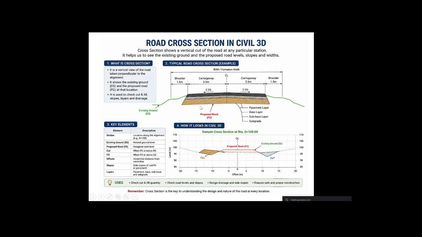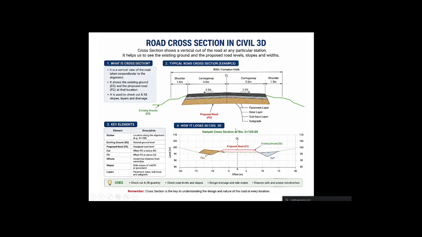Now notice the 2.5 percent slope on both sides. This slope allows the rainwater to flow away from the road so that water does not collect on the pavement. The main purpose of the slope is that.